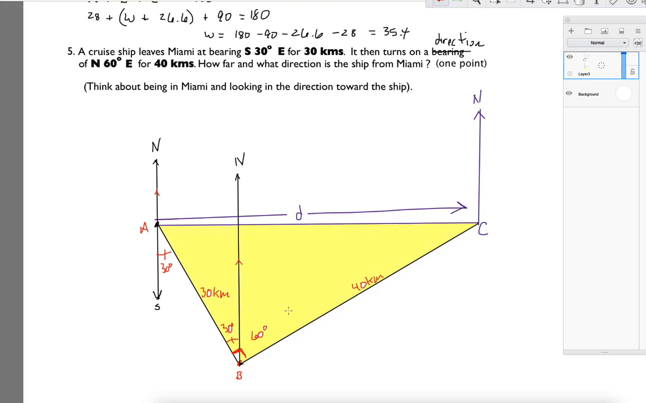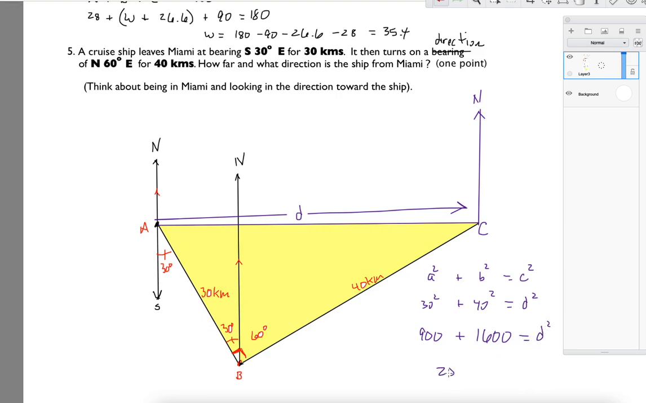So D is the hypotenuse of this right triangle with legs 30 and 40. So we could use the Pythagorean theorem here. 30 squared plus 40 squared equals D squared. So I hope you guys start to see some of the numbers that work in the Pythagorean theorem. This is a 3, 4, 5 triangle. It's just scaled up, right?